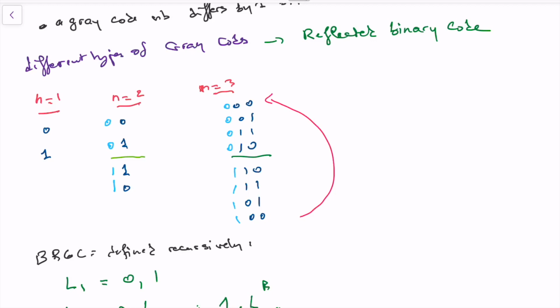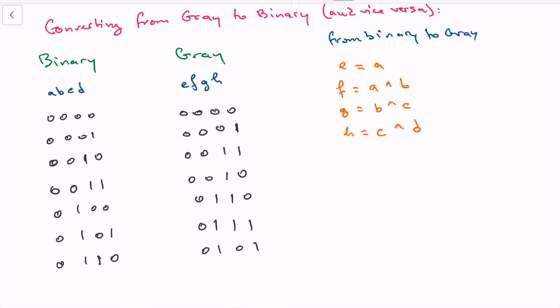Okay, so now let's look at how we can convert from gray to binary and how we can do the reverse.